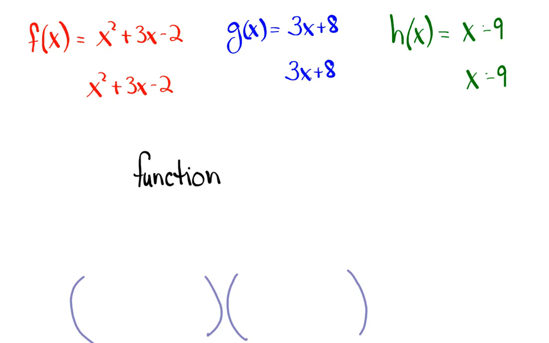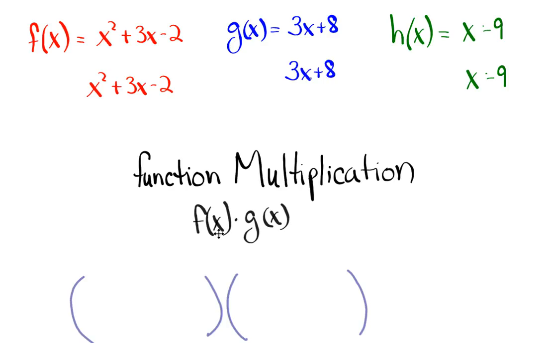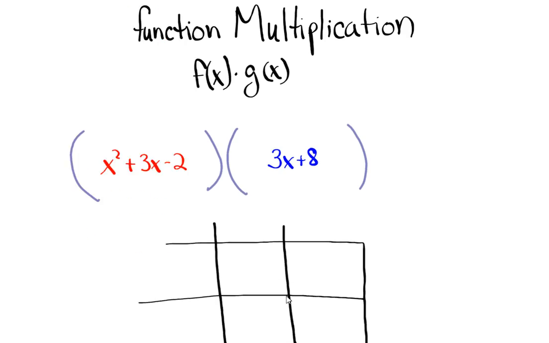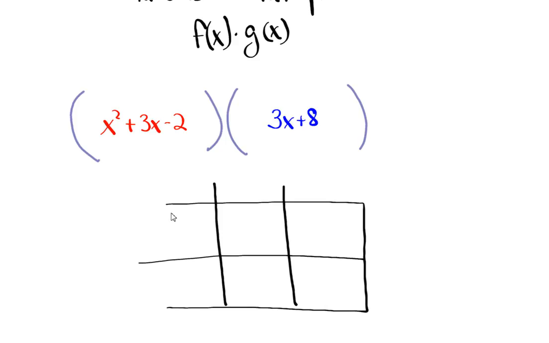All right, now let's talk about function multiplication. It says f of x times g of x. Again, there's nothing between the parentheses, meaning I'm going to multiply. So f of x is x squared plus 3x minus 2. G of x is 3x plus 8. And I'm going to use the box method, and I do love that box. So f of x is on top, g of x is on the vertical side, and as I go ahead and build my box, I start doing my multiplication.